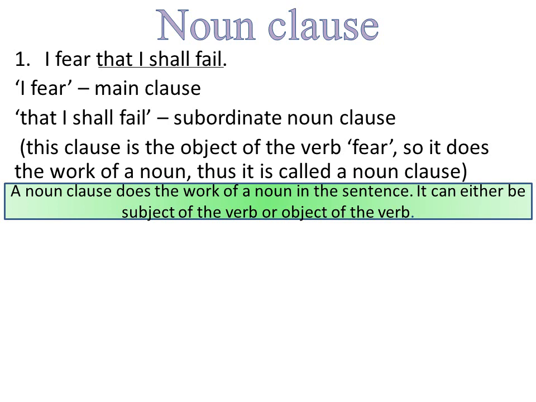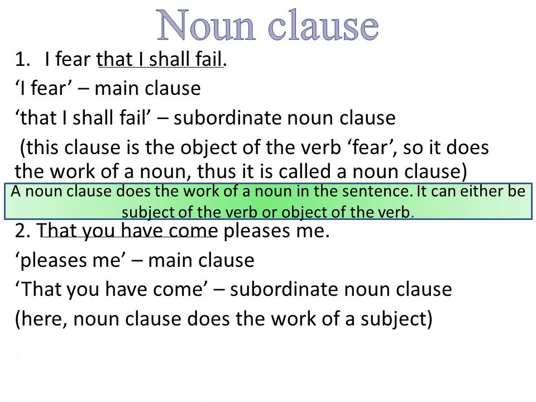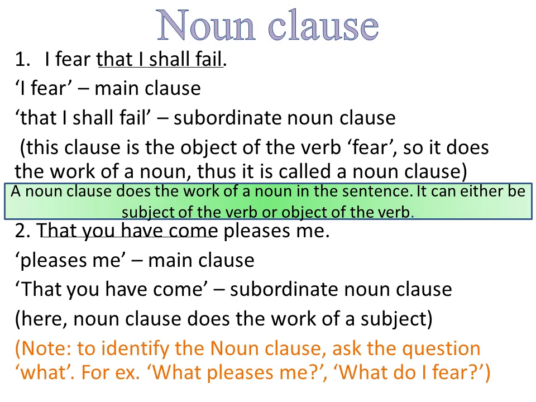Now let's take another example. That you have come pleases me. Now here again, that is the subordinate conjunction. And if you ask the question what pleases me, you get the answer that you have come. So, that you have come becomes the subordinate noun clause, which is taking the form of subject in a sentence. So, pleases me becomes your main clause, while that you have come becomes the subordinate noun clause. To identify the noun clause, always ask the question what. Like how we asked here, what pleases me? What do I fear?